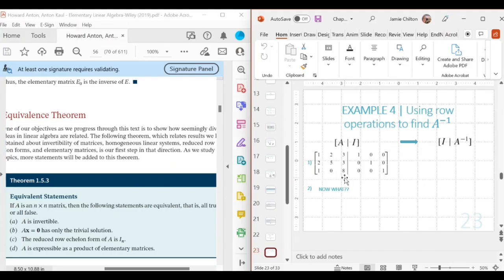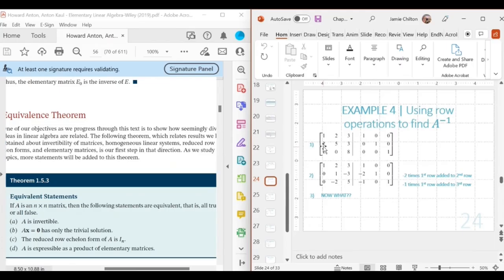So you're going to strategically pick the operations that are going to reduce this A into reduced row echelon form, but you're going to be doing the same things on I on the side. So here, what do we want to do to get this 0 in the bottom row? Make the first row by -1 and add it to the third. Exactly. So you do -1 times that first row all the way across, and you add it to the bottom row.